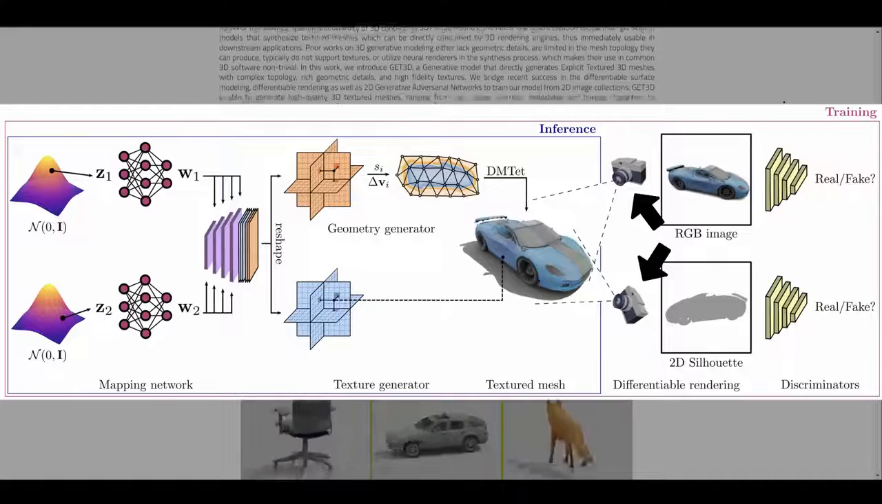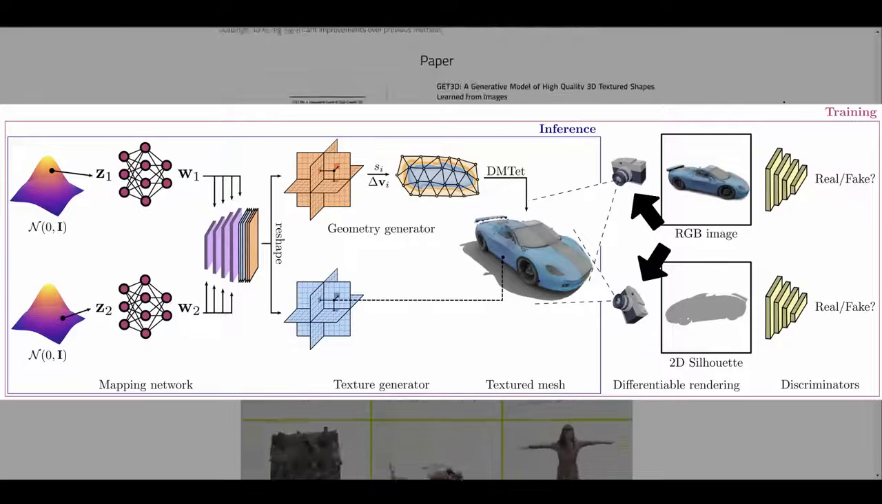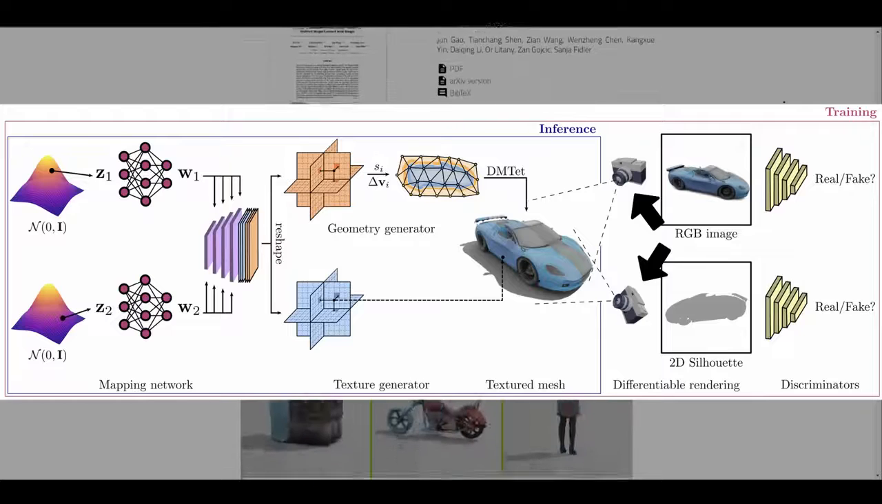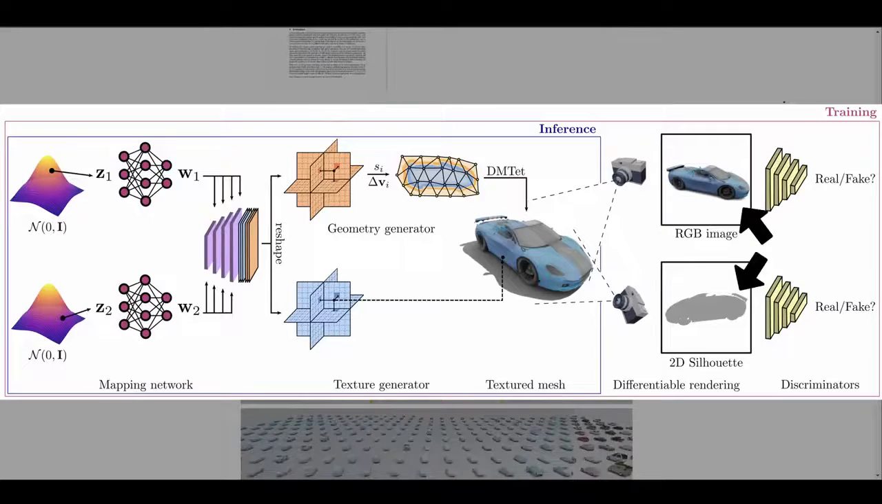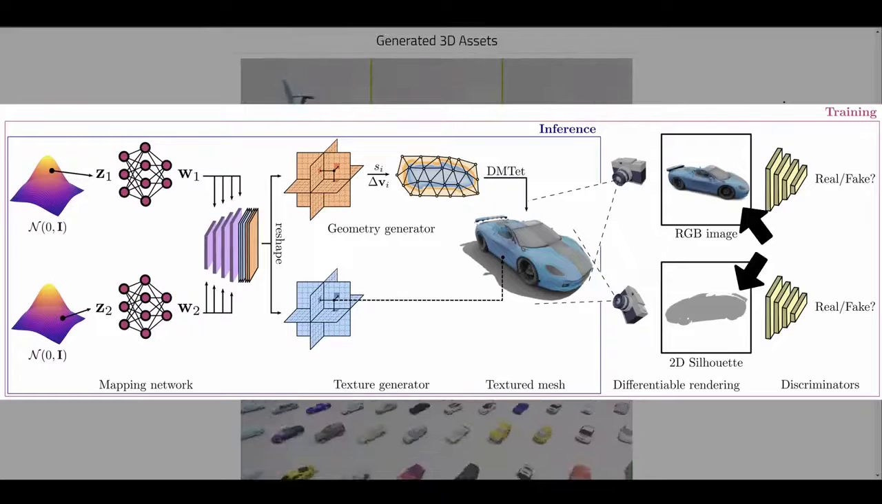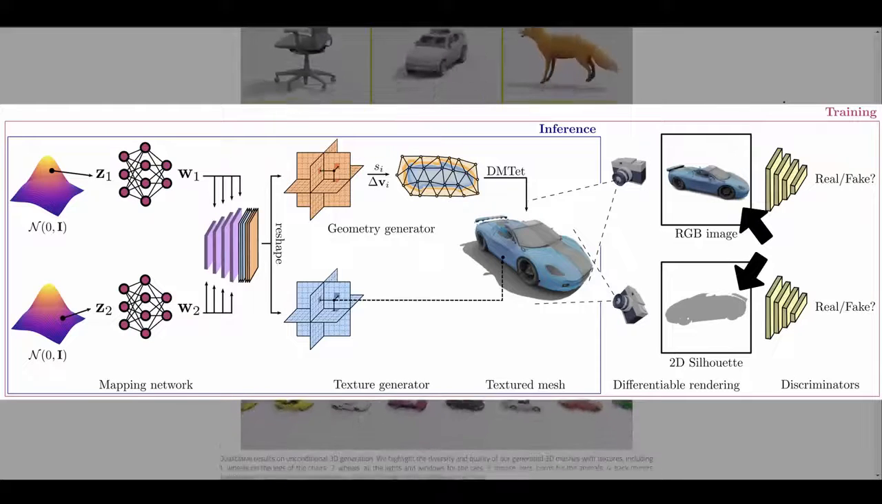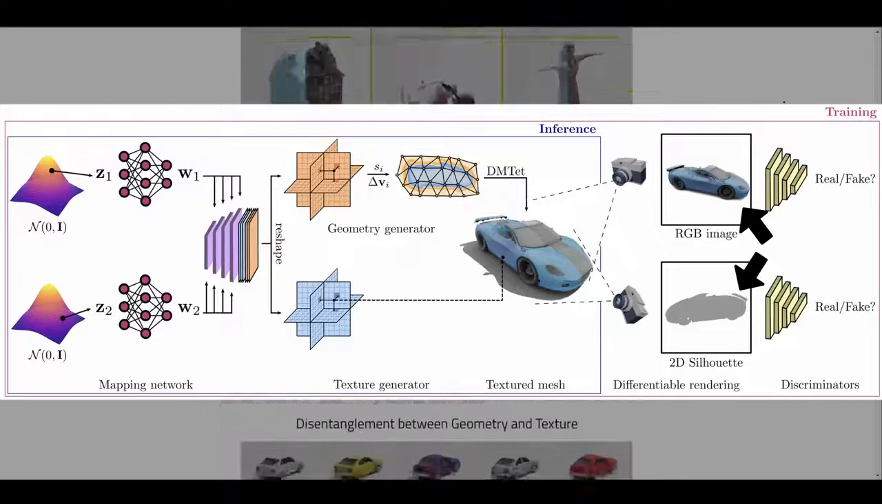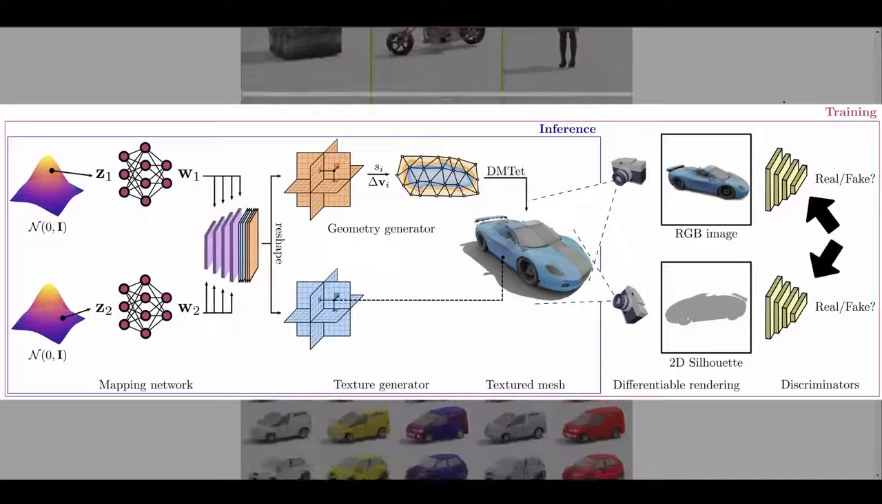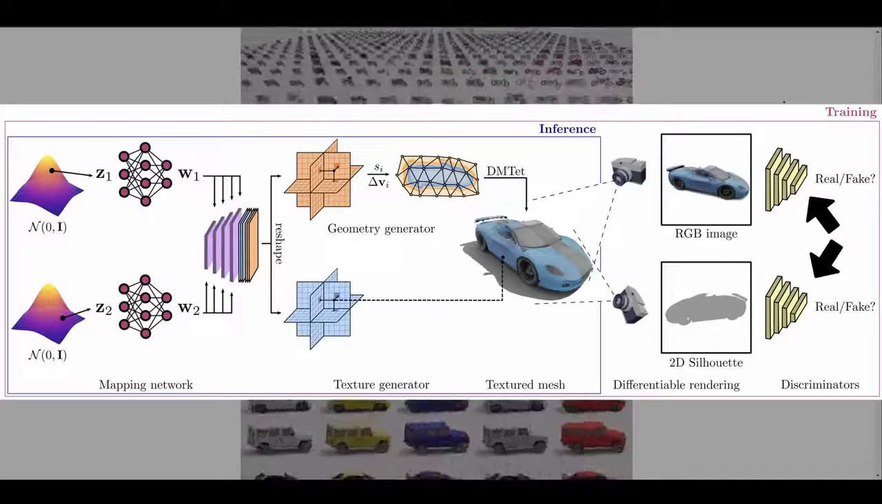We train with adversarial losses defined in 2D images. In particular, we use the rasterization-based differentiable renderer to obtain RGB images and silhouettes. We utilize two 2D discriminators, each on RGB image and silhouette respectively, and this is to classify whether the inputs are real or fake, and the whole model is end-to-end trainable.